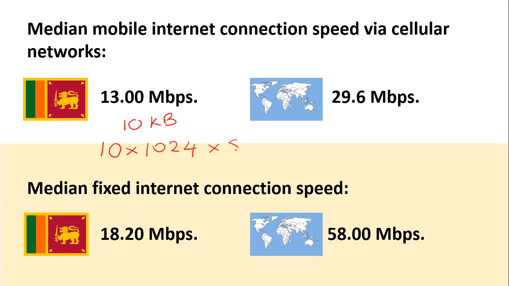Right. Again by 8 to convert that to bits. So I have this many bits in this image, right? If I have an image with 10 kilobytes, it has this many bits. So my internet connection can transfer 13 megabits per second. So megabit means 1 multiplied by 1024 kilobits, again multiplied by 1024.